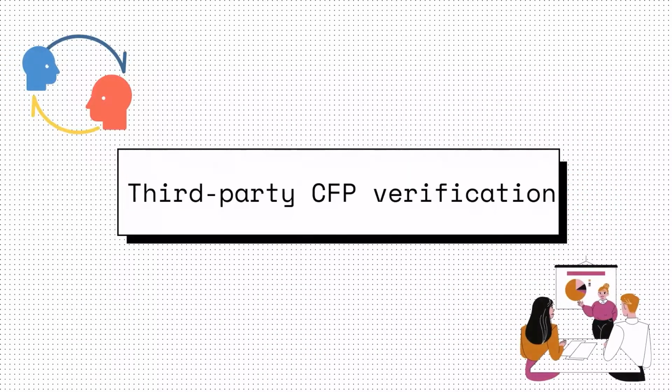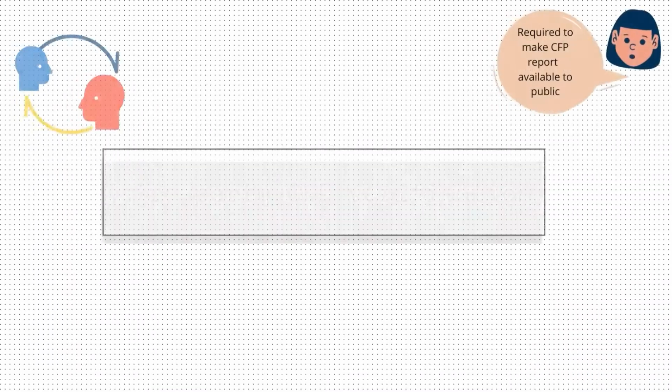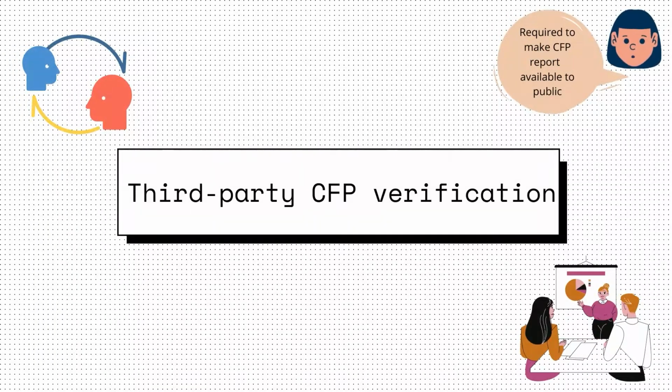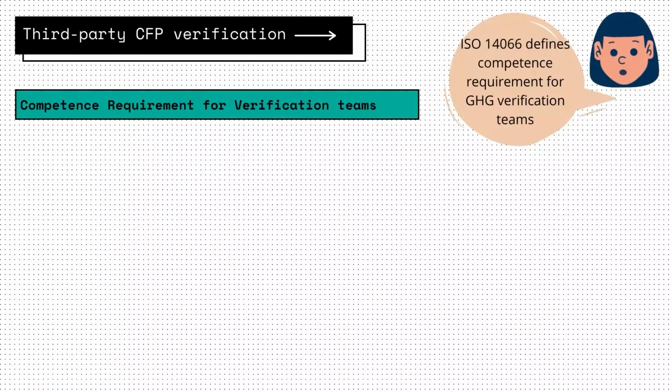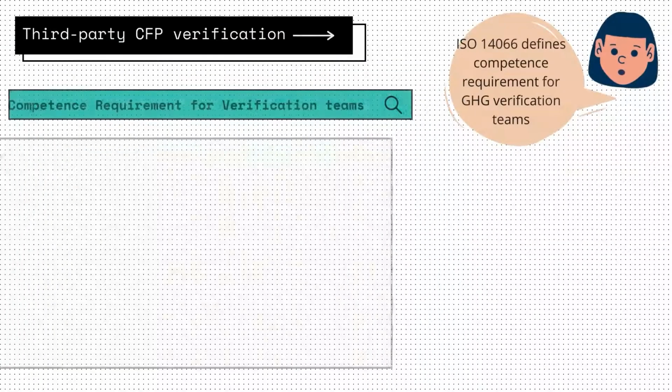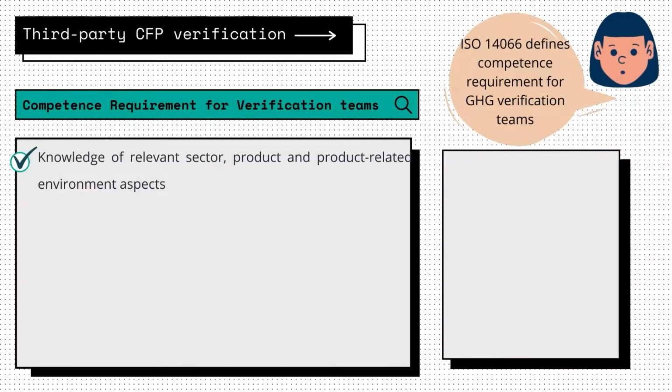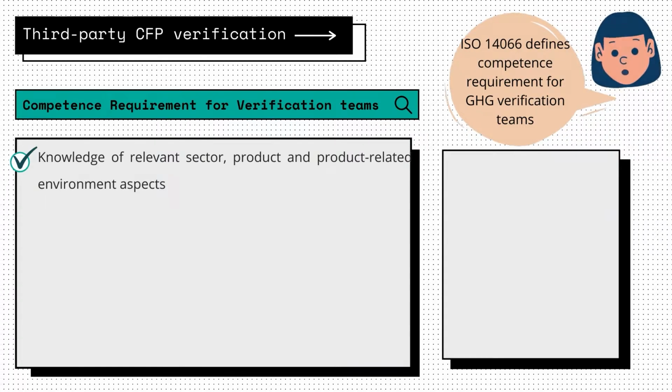Next, we will discuss in detail third-party CFP verification. If the CFP communication is verified by an independent third party, a verification statement shall be made available to the intended party. Third-party verification is required to make the CFP report available to the public. There are a few minimum requirements that the verification team shall meet, such as: 1, must have knowledge of the relevant sector, product, and product-related environmental aspects.